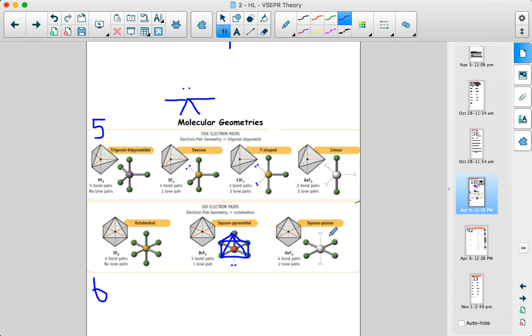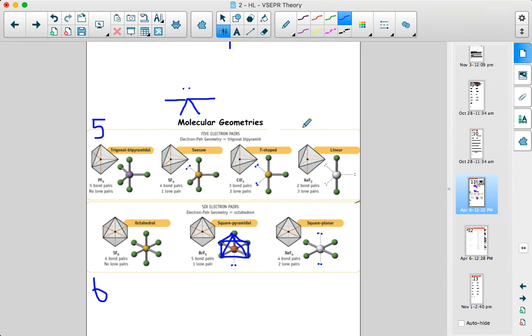And here we have square planar. So if you have two lone pairs, the lone pairs are going to go as far away from each other as possible. Therefore, they're going to go on opposite sides, and that leaves behind this square plane here. And so that's why this shape is called square planar.